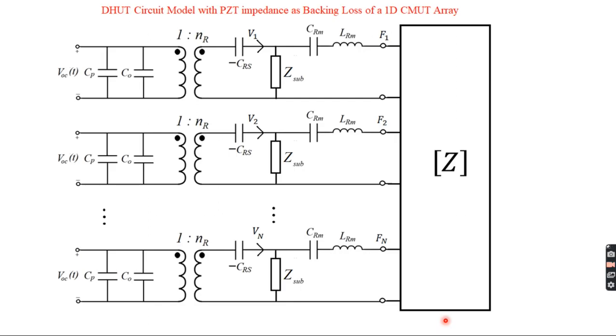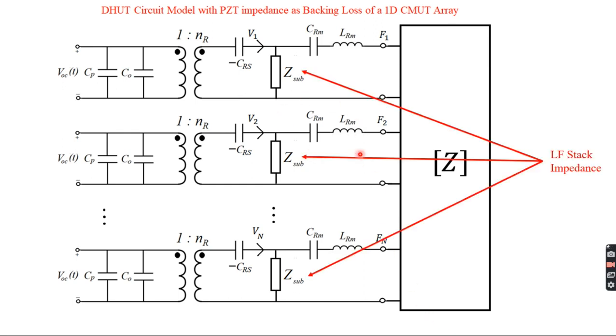But when it comes to simulating a CMUT in this DHUT configuration with the resonant backing, we need to consider the substrate impedance. So this substrate is introduced. These elements are introduced as a low frequency stack, and how the CMUT looks at this impedance and how it reconfigures it depends on the magnitude of the substrate impedance.